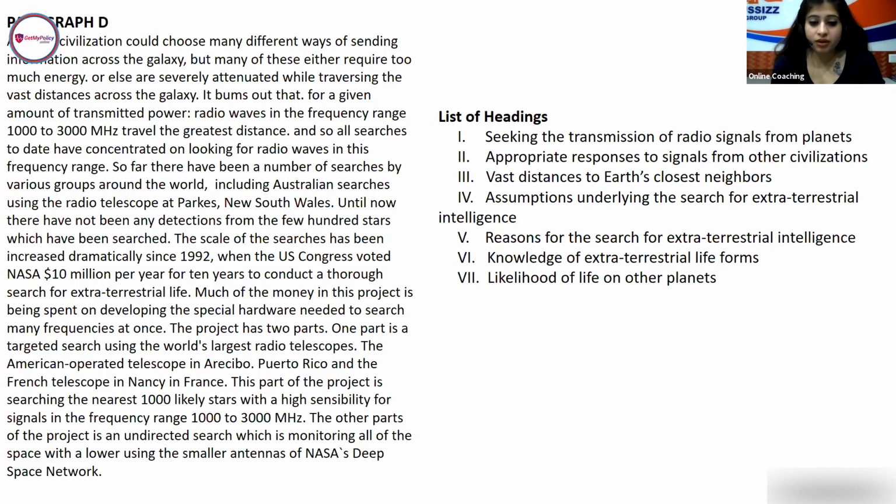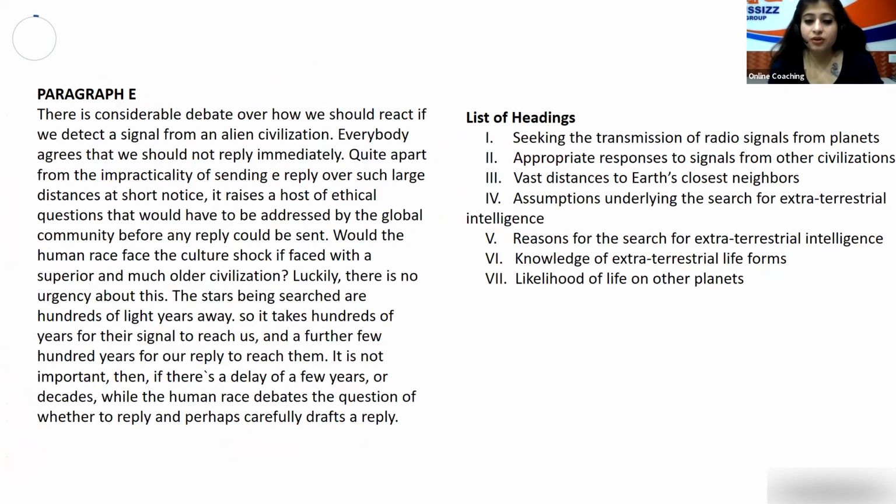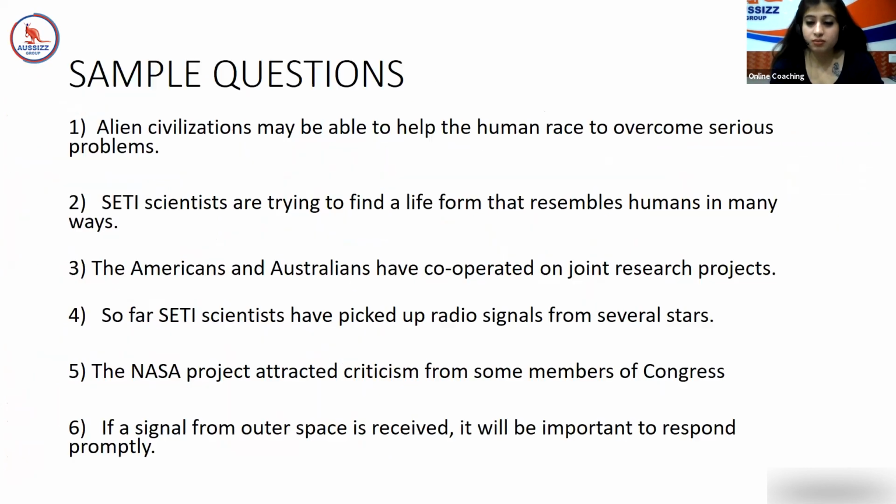I have some information about Australia. I have some information about the US Congress. Now, if you go to see, Americans and Australians have cooperated on joint research projects. Most of the students here make a mistake. They simply write false. No, Americans and Australians have not cooperated. Australians have their own searches, Americans have their own searches. But how do you know that? Is it clearly written? No. Option is not given. Why?